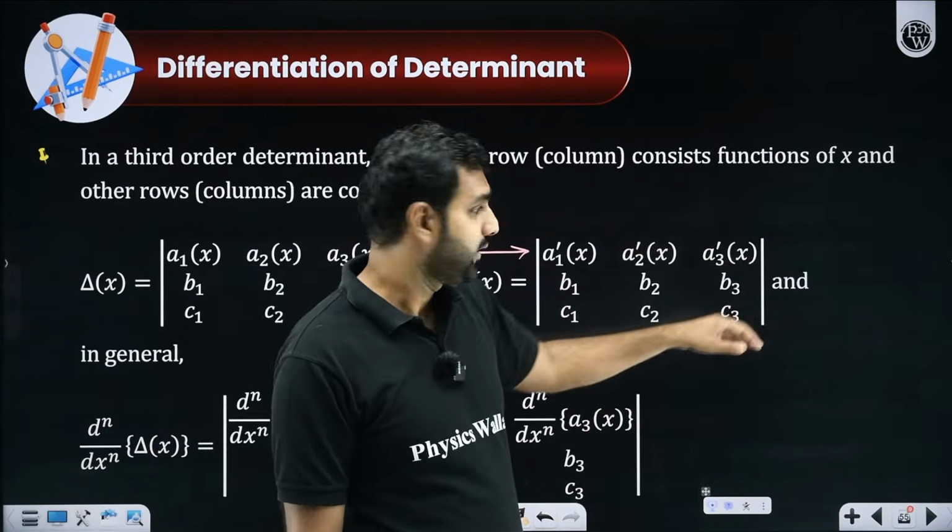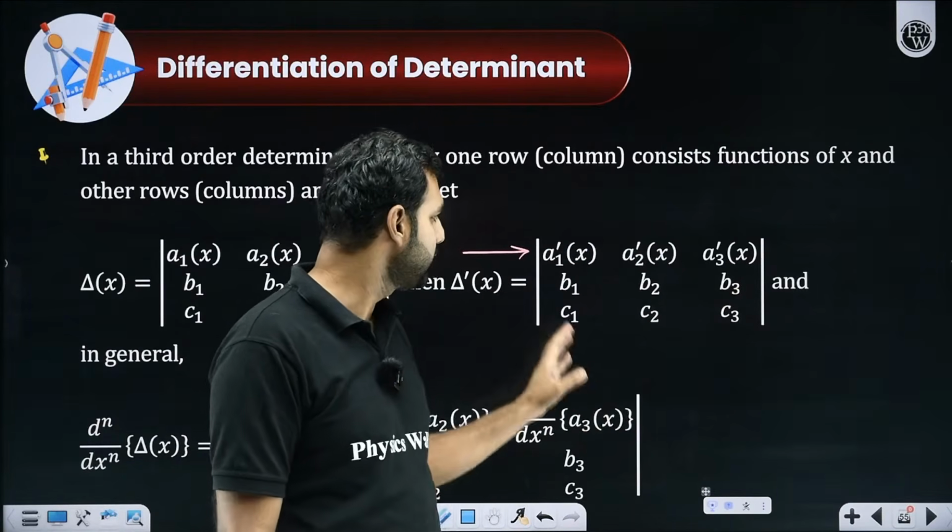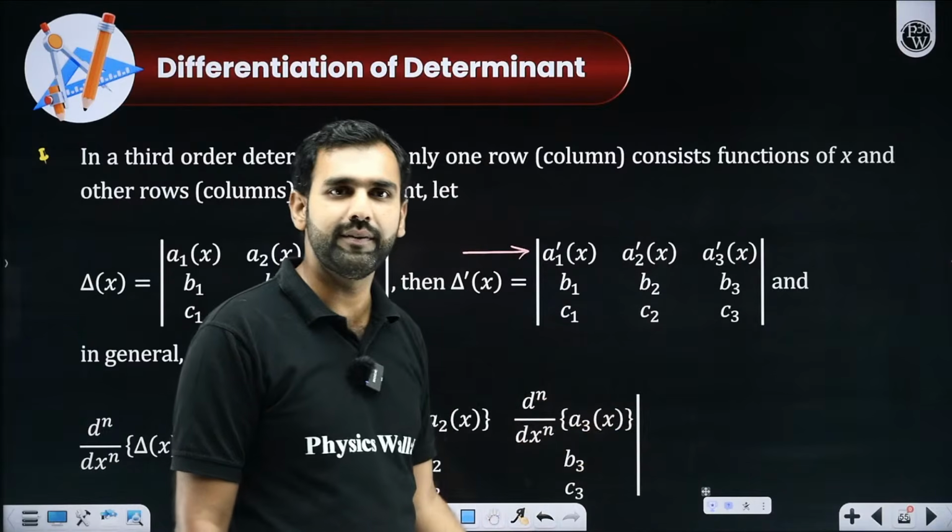Then plus first and second row as it is, derivative of the third row. The third row is constant, so 0, 0, 0. The whole determinant will be 0.